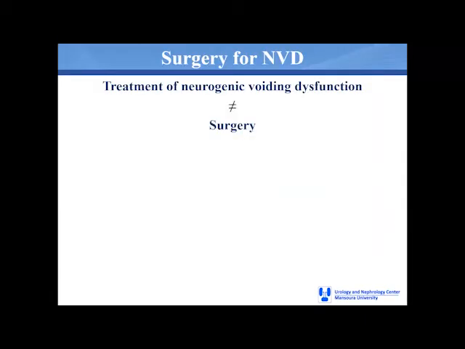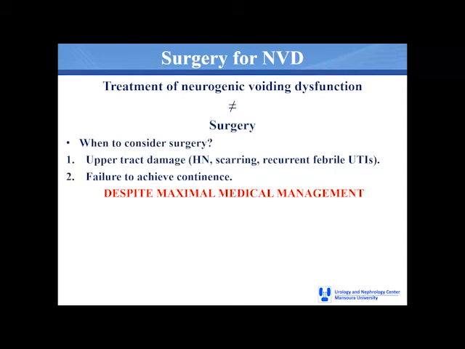As for treatment for spina bifida, we have to highlight that treatment is mainly medical. In very select situations, we would resort to surgery, and we would only consider surgery if there is upper tract damage in the form of progressive hydronephrosis, scarring if you order DMSA scans, or the patients are suffering from repeated febrile urinary tract infections, and I'm saying this again, repeated febrile symptomatic urinary tract infections, or if you fail to achieve continence despite maximal medical management.